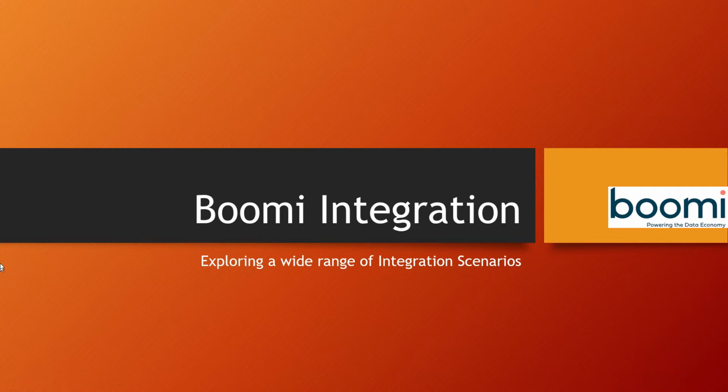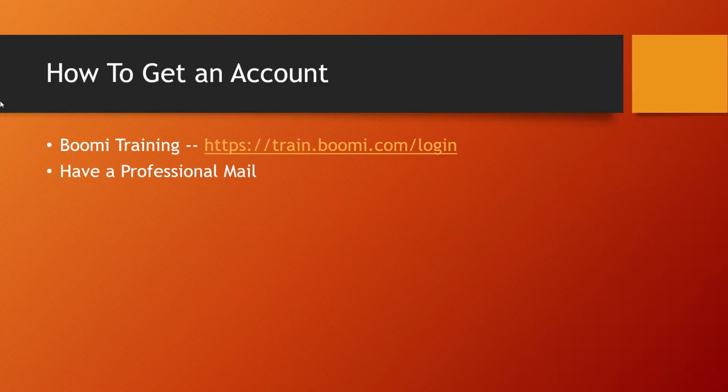So basically, how do I get an account? It's pretty easy. We go to this website, train.boomi.com/login. This will allow us to sign up with an account. However, there's a little bit of a catch here. You can't sign in with your personal account, a Gmail or a Yahoo Mail or a Hotmail. You have to use something that has a company domain name.